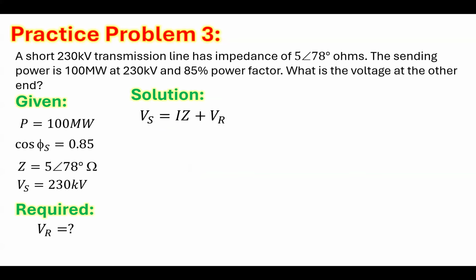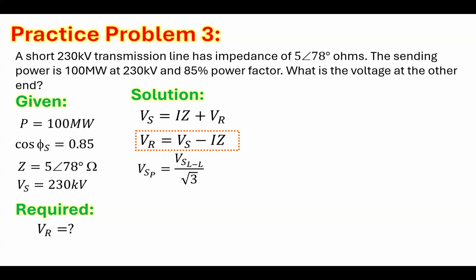So, going back to our equation for the sending end voltage, that is equal to I multiplied by impedance plus the receiving end voltage. So, rearranging our equation to solve for the receiving end voltage, the receiving end voltage will now be equal to the sending end voltage minus I multiplied by the impedance. So this will be our equation to solve for the receiving end voltage.